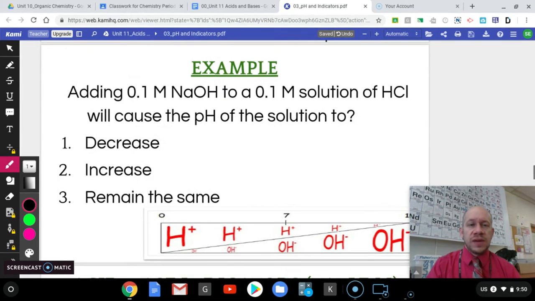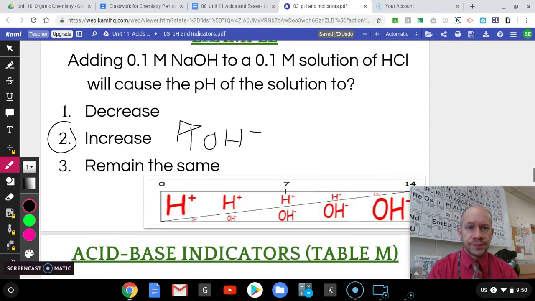So for example, if I add 0.1 molar sodium hydroxide to a 0.1 molar solution of HCl, this will cause the pH of the solution to do what? It will increase because I'm adding OH, hydroxide ions.